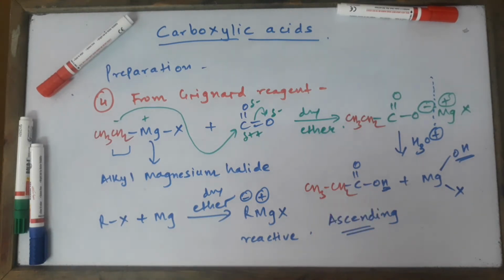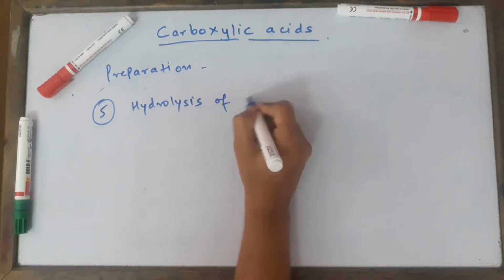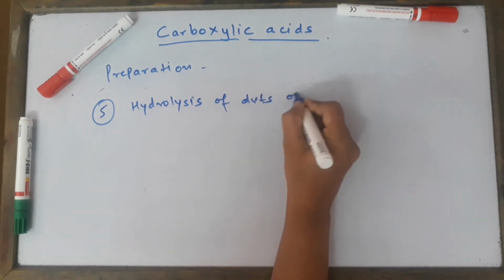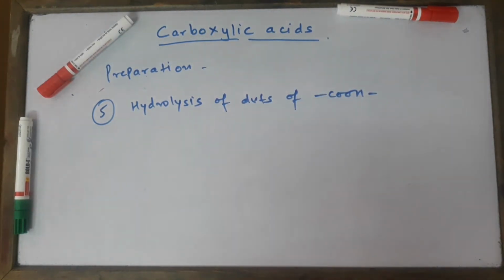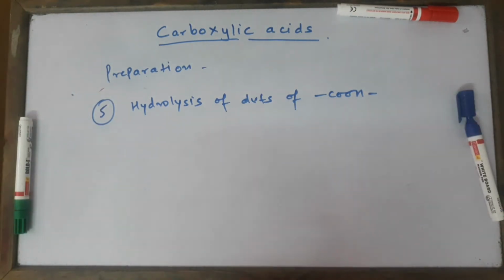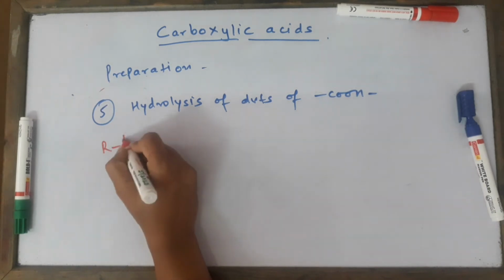Children, let's go to the last method. There are 2 more methods, sorry, so we'll go to that. Hydrolysis of derivatives of carboxylic acids. So whatever compounds carboxylic acid produced, from them we can get back my carboxylic acid, and let me write down those compounds which I can use for my preparation.